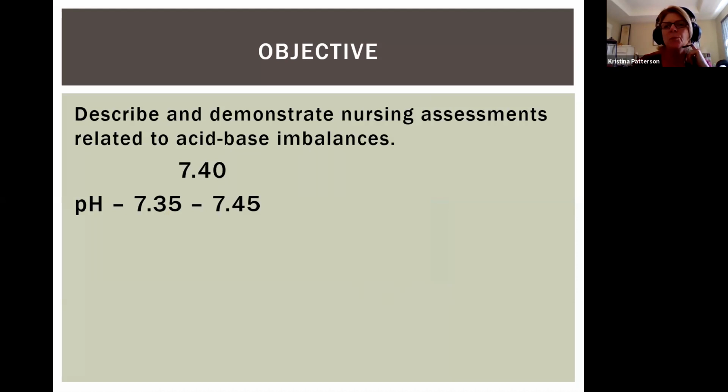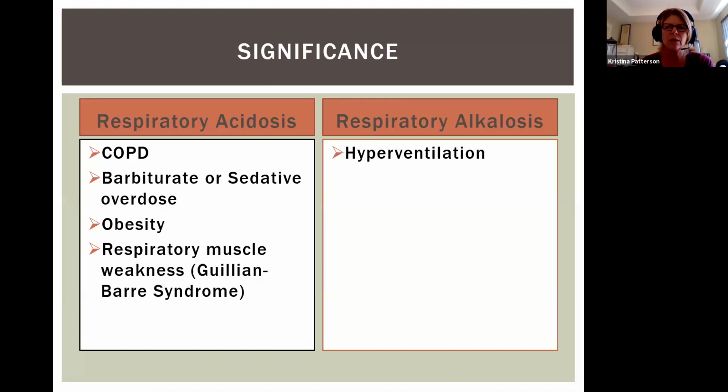So basically we're going to describe and demonstrate nursing assessments related to acid-base imbalances, and we're going to talk about a lot of different kinds of patients and a lot of different types of acid-base imbalances. So the first thing we look at is respiratory. We have respiratory acidosis and respiratory alkalosis.